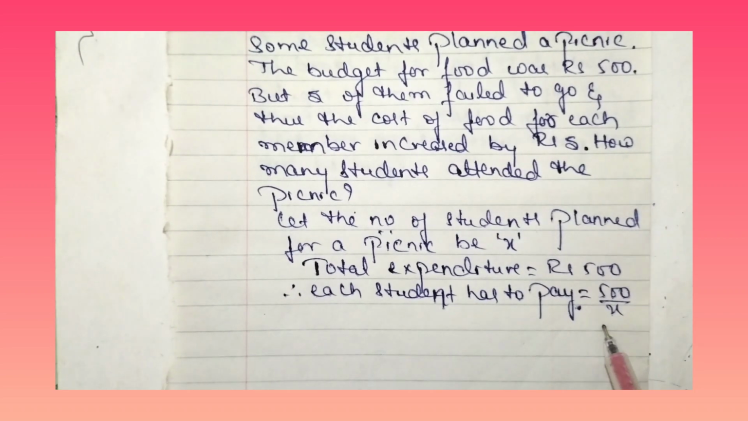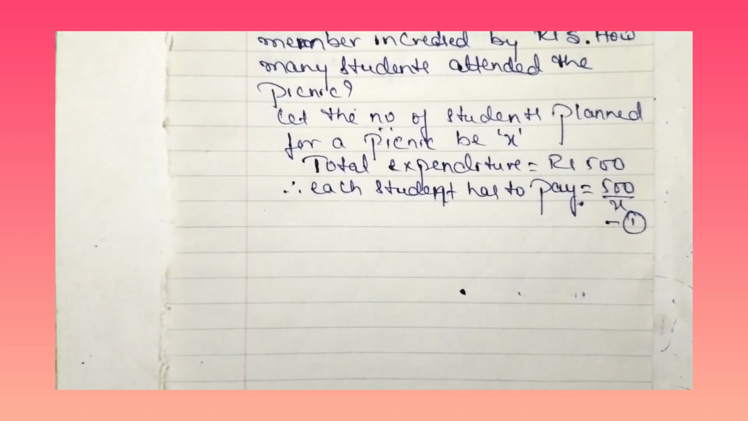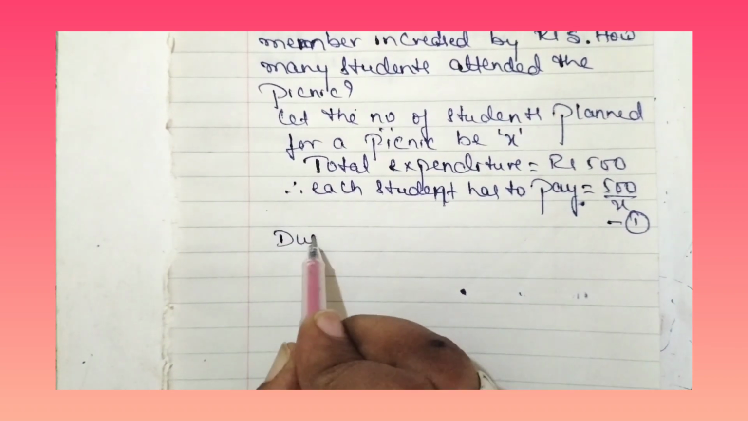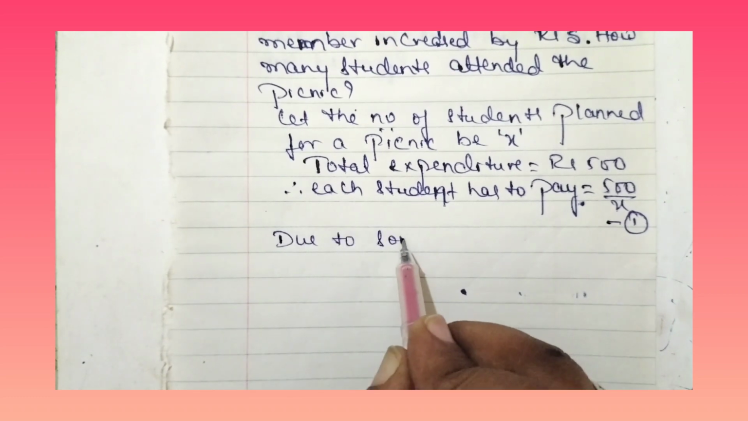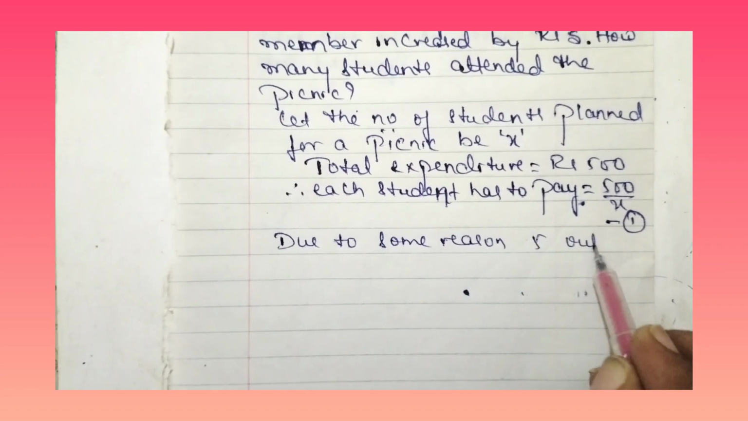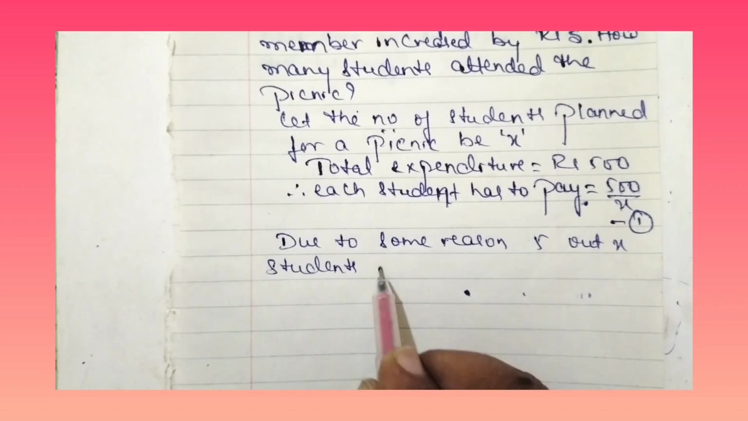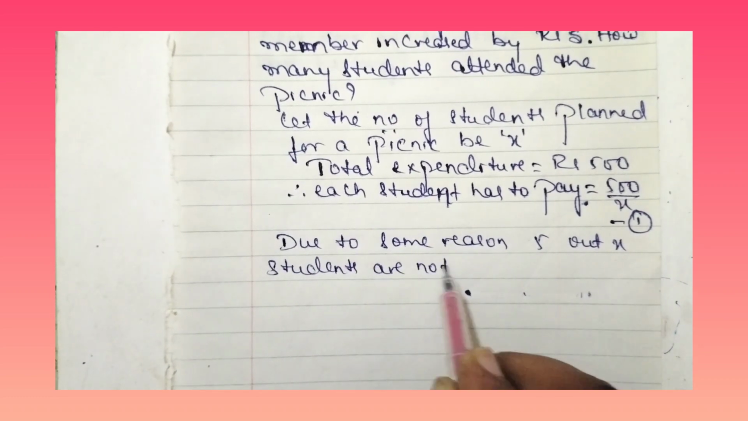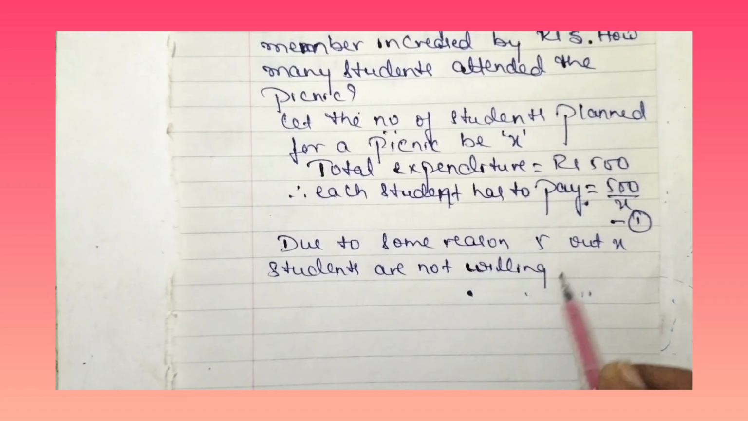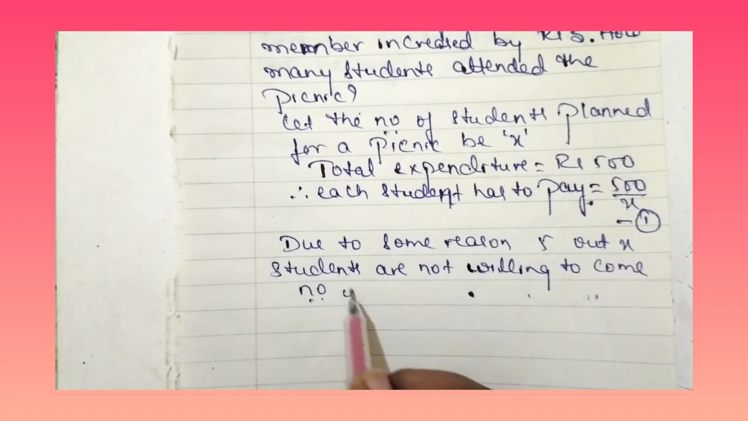Each student has to pay 500 divided by x rupees. You call it as 1. So now instead of x number, due to some reason, 5 out of x students are not willing to come. Now let us see what is the number of students.